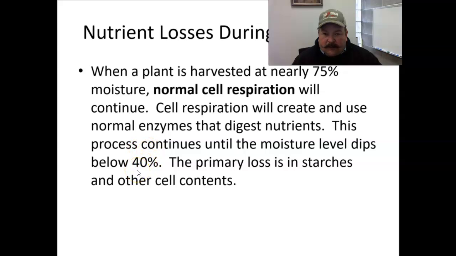Once we get below 40% moisture in that plant matter, the cells in that plant quit doing their normal stuff. They just quit trying at that point. Here's the problem. In between 75 and 40%, those cells are continuing to burn energy that they had previously stored from the photosynthesis process. That's energy you can't get back and you can't recover.